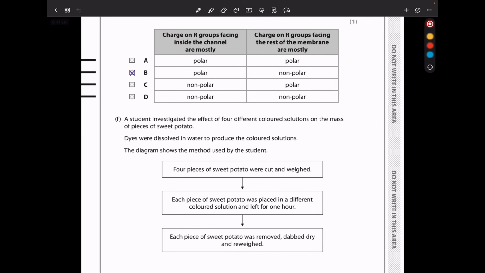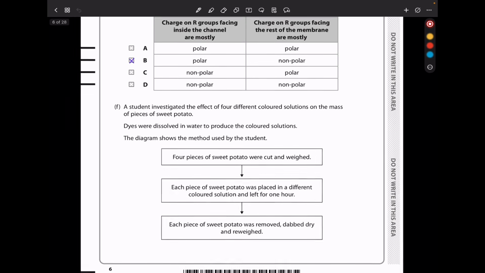And then part F, a student investigated the effect of 4 different colored solutions on the mass of pieces of sweet potato. Dyes were dissolved in water to produce the colored solutions. The diagram shows the method used by the student.